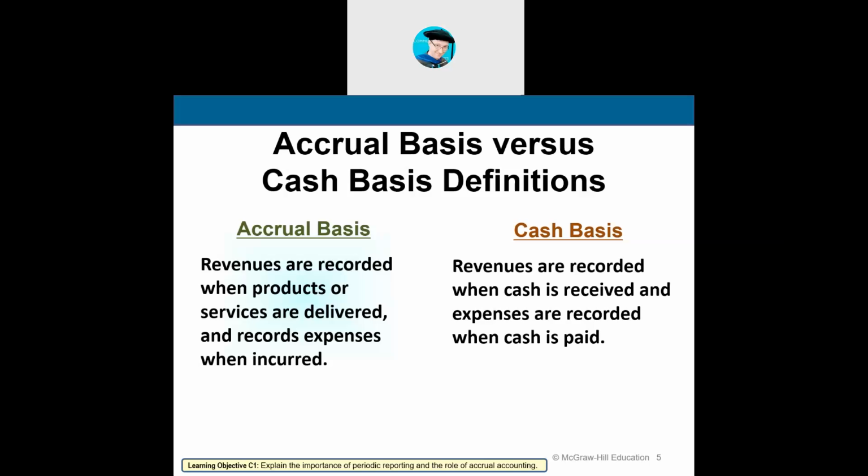Recognize it when it's earned, when we deliver the product or service to the customer. Now, here's the primary difference between accrual-based and cash-based. We also record expenses when they are incurred. Earlier I gave the example of the electric bill at the restaurant. I received my electric bill. If I'm a cash-based business, I pay that electric bill and I record it when it's paid.